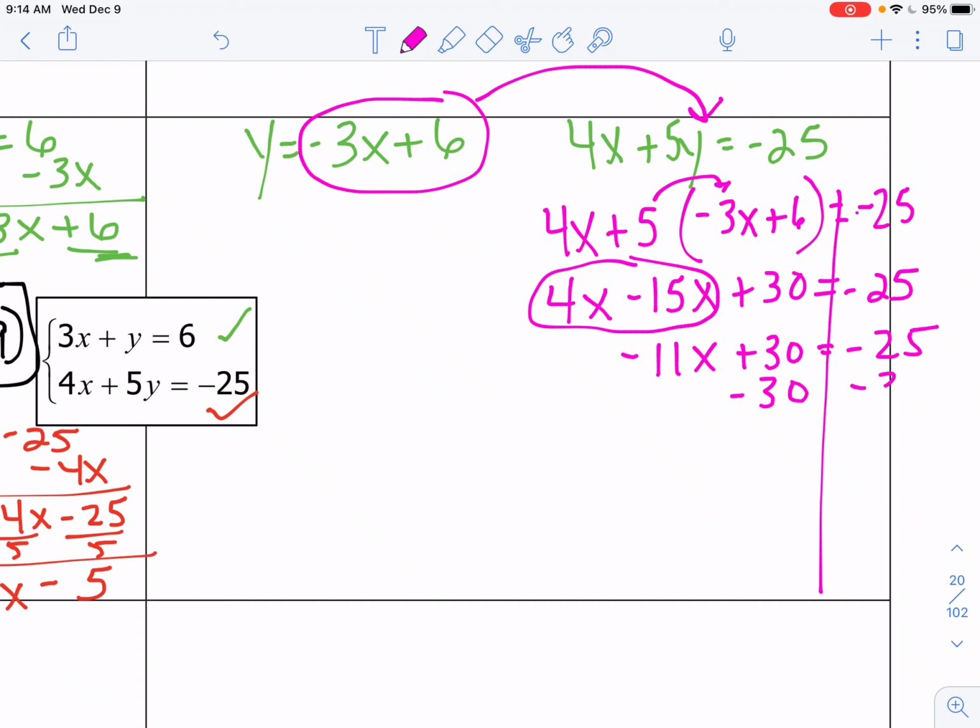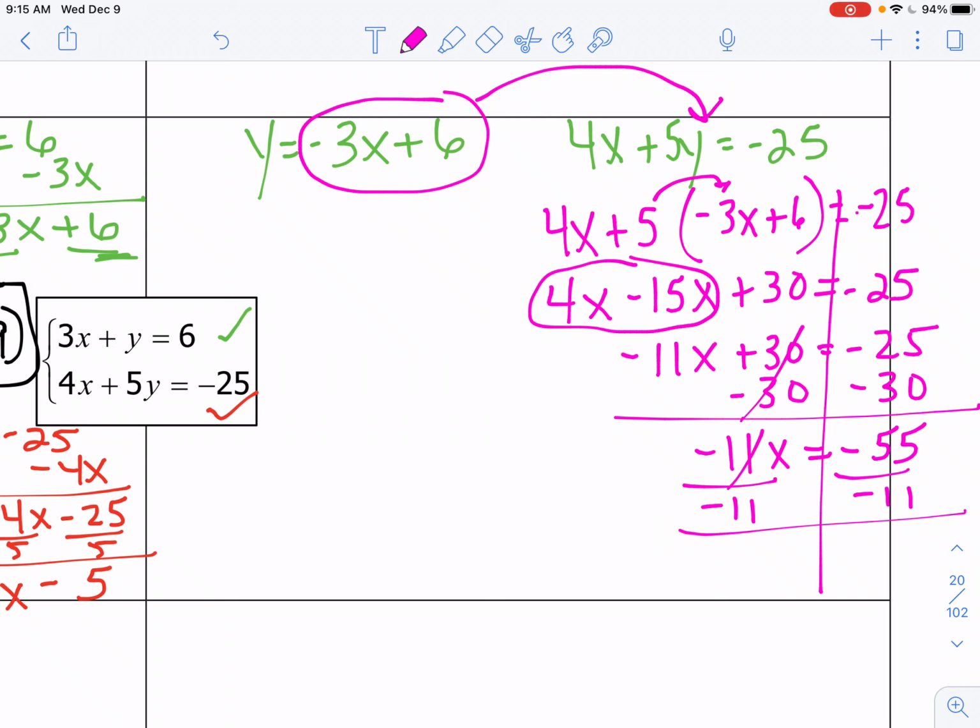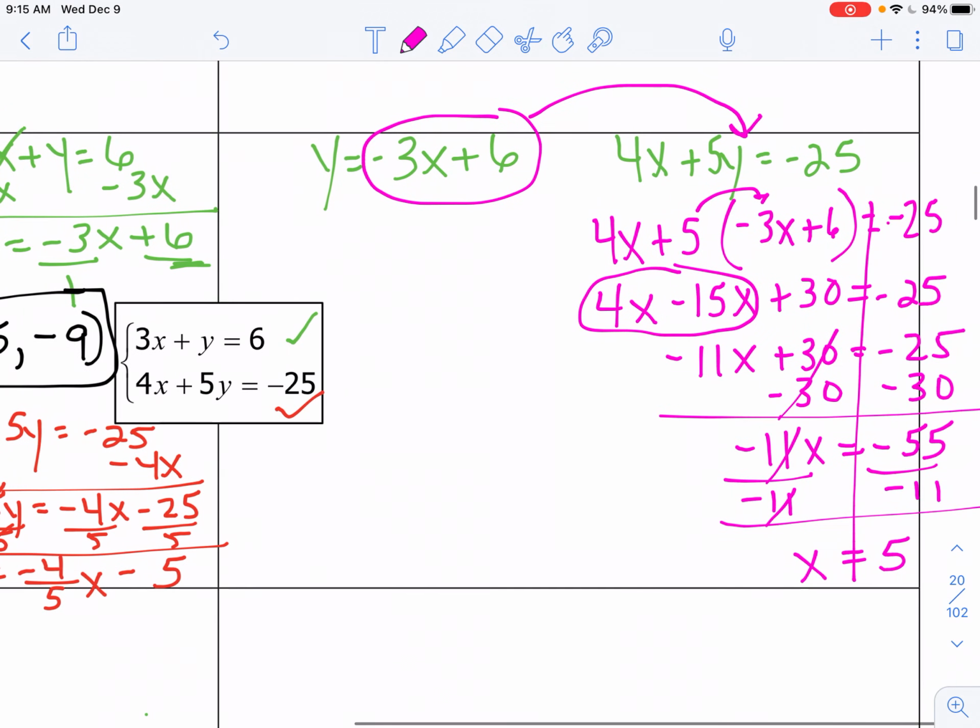And subtract that 30 to the other side. A negative 25 minus 30, you're going to add those together and keep them negative. So that would be a negative 55. And now divide out your negative 11 coefficient. x equals positive 5. Is that what we got on the left side? Yep, sure is. Perfect.